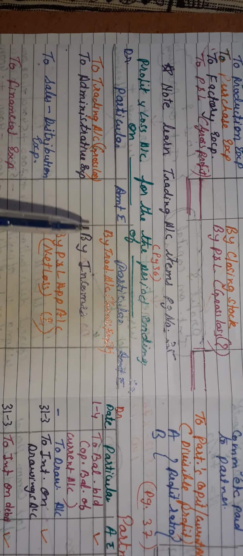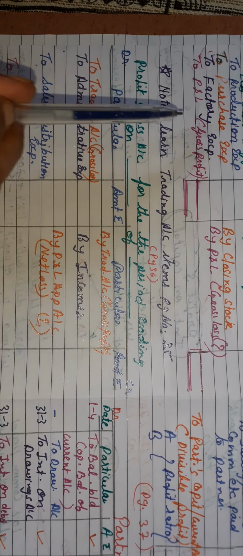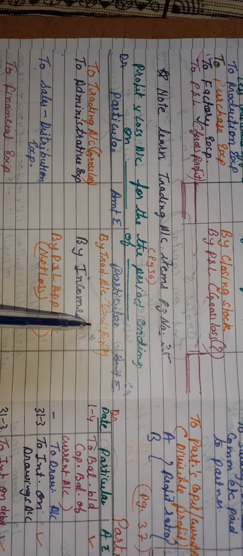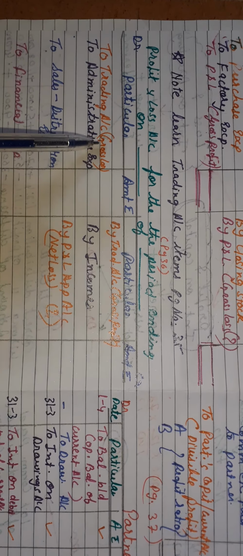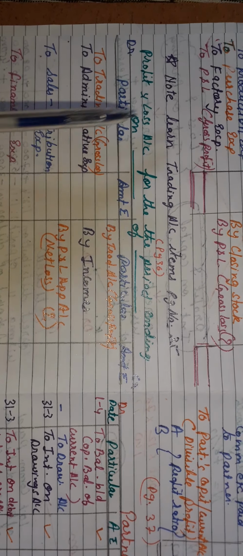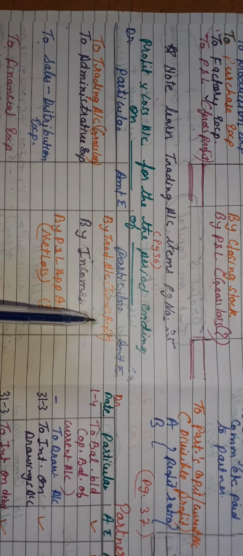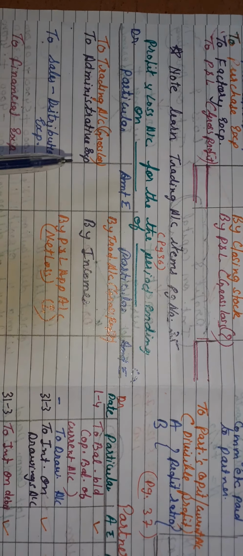That means credit balance transfers to the debit side and debit balance transfers to the credit side. So this credit balance is known as a gross loss, and the debit balance is known as the gross profit. Clear? Now which items are included here, students, in the profit and loss?